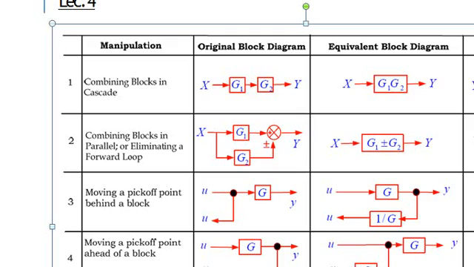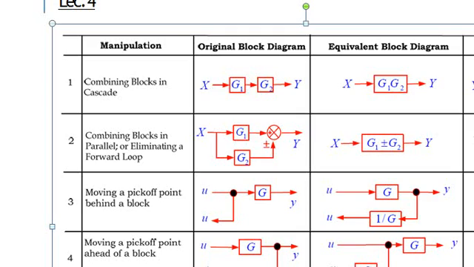Next, combining blocks in parallel, or eliminating the forward loop. If these are the blocks connected to a summing point like this, we take the combination G1 plus or minus G2. Now the output will be G1 plus or minus G2 with input X. Similarly, the third rule, moving a pickup point behind a block. Here the pickup point is ahead of the block. Now this will be taken with 1 by G as another block. So this is the way to get the output value.